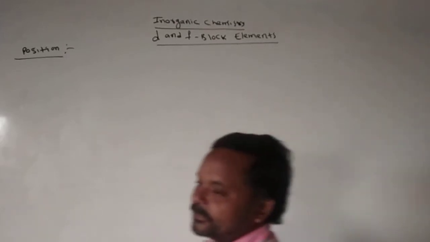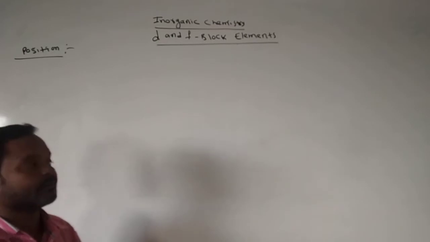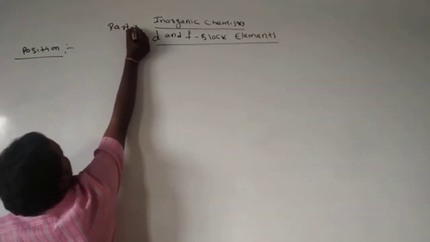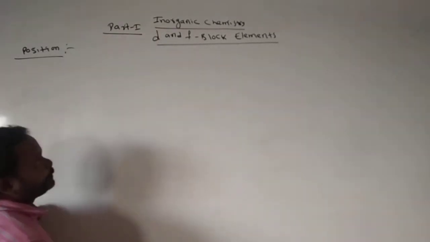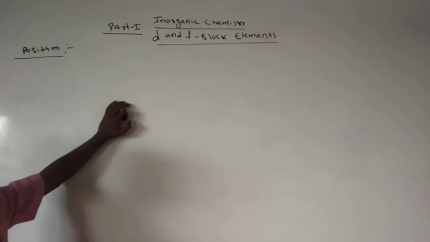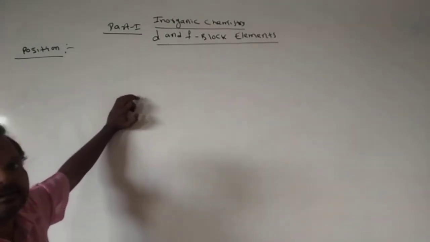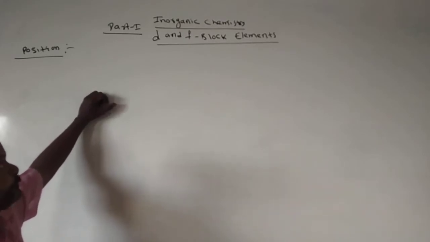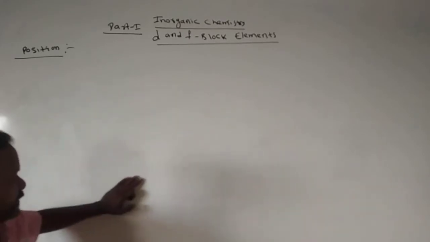Okay, good morning students. In continuation of second PUC, we will see D and F block elements, part 1, in inorganic chemistry. First we will see the position of D and F block elements in the periodic table. After that we will discuss the D and F block elements.